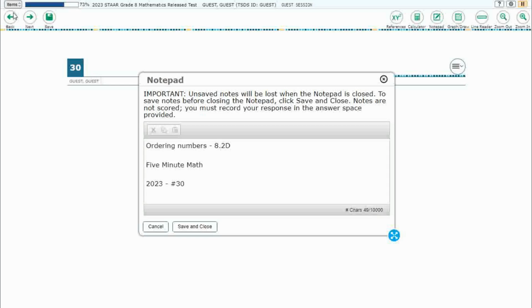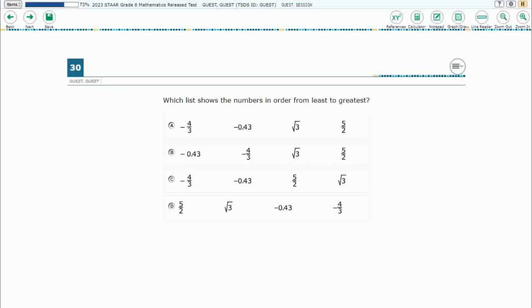Today we are looking at the 8th grade concept of ordering numbers. This is standard 8.2D in the great state of Texas, and we're using item number 30 of the 2023 released STAAR test. If you haven't done so already, please take a moment to pause the video, work this problem out on your own, unpause it, and we will look at our answers together.